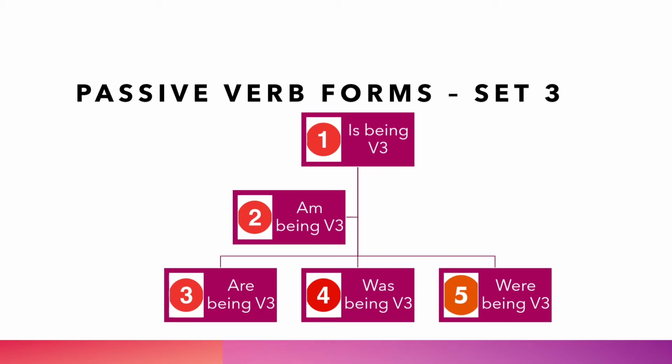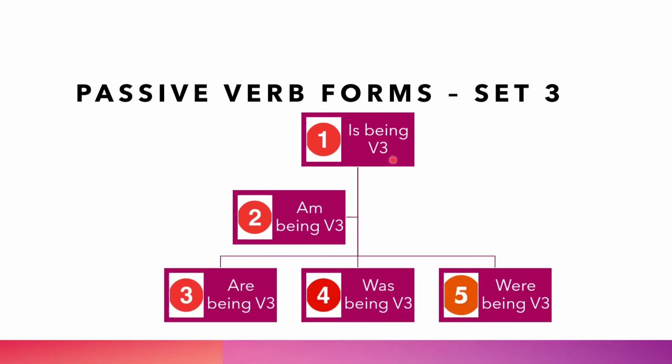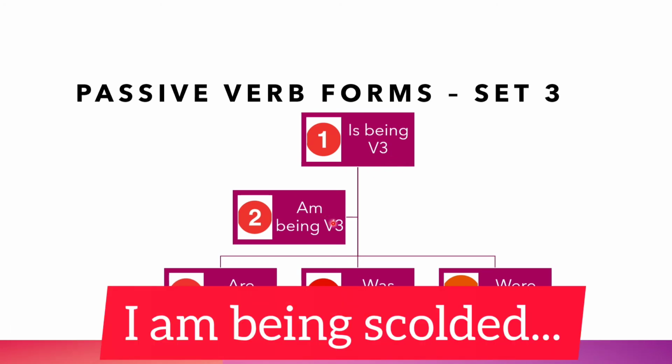What we see here are the forms of continuous tenses. You can see is being V3, am being V3, are being V3, was being V3, or were being V3. So out of these, is being V3, am being V3, or are being V3 are all present continuous passive verb forms. Was being V3 or were being V3 are past continuous verb forms. For example, you can say the child is being trained, or I am being scolded.